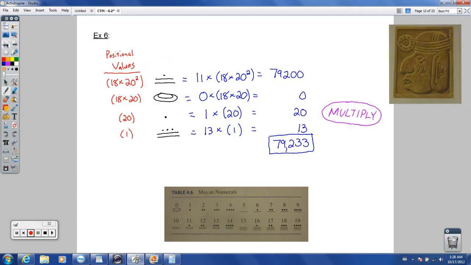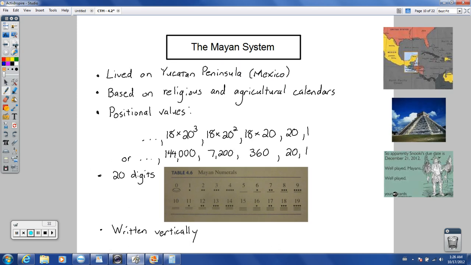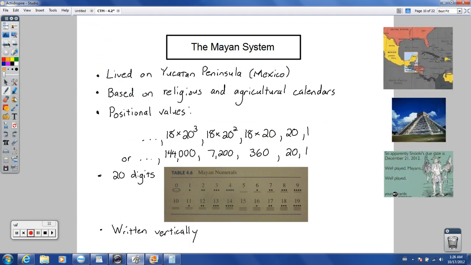Go back to example 4 here. It's done the same sort of way as this was. So you had your positional values here. You're looking for the largest possible positional value that goes into the number here. The largest one for us here is going to go into 5,068. Well, 7,200 doesn't make the cut. It's too big, so we got to go to this one. So there's no groups of 7,200 that would go into here, but there are groups of 360 that would go into there.